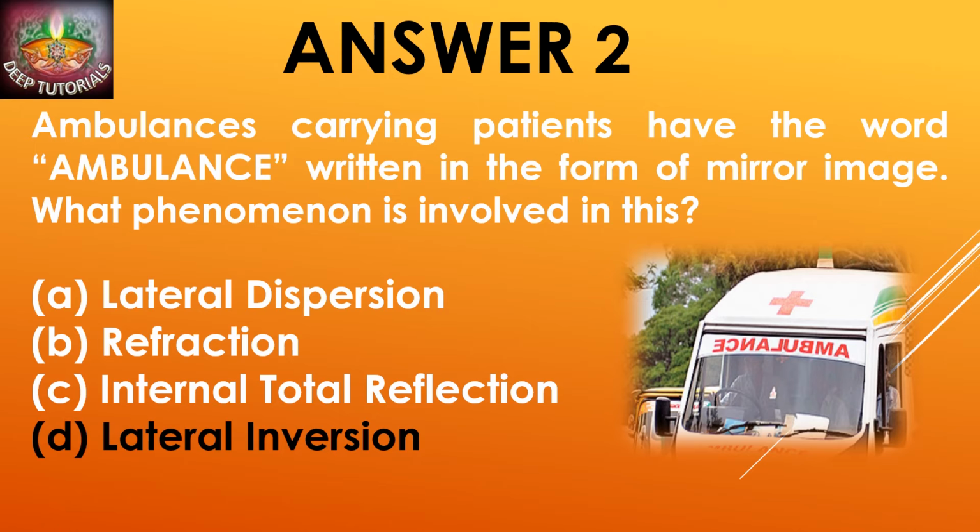As you can see here in the picture, it is quite evident that the ambulance is written on the vehicles in the reverse format. That is, the left appears right and the right appears left, so that when a person looks at the image of the ambulance through the rear view mirror of his vehicle, it can be read correctly. So when we say left appears right and right appears left, it means we are talking about the inversion sideways, and what we refer the side word as lateral. So here the correct option is D, lateral inversion.